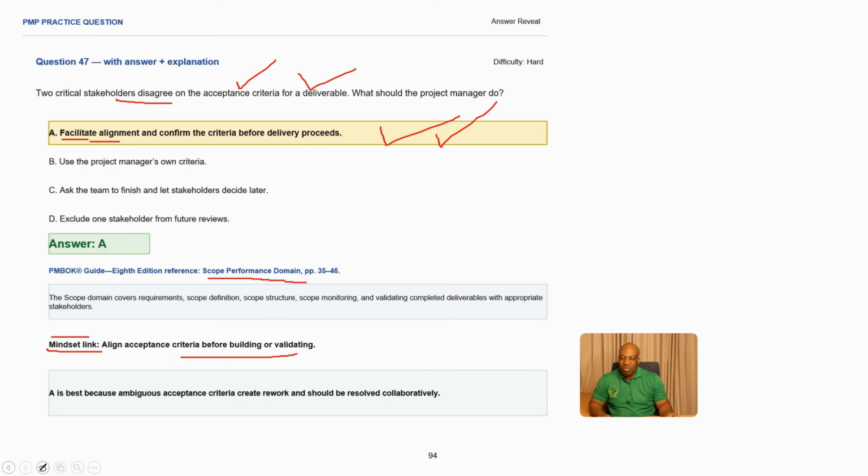criteria before building or validating. This is very important. If you've got stakeholders who are disagreeing, you need to align them first and then you proceed. Making A the best answer because ambiguous acceptance criteria create rework and should be resolved collaboratively. Okay, so making A the best answer.